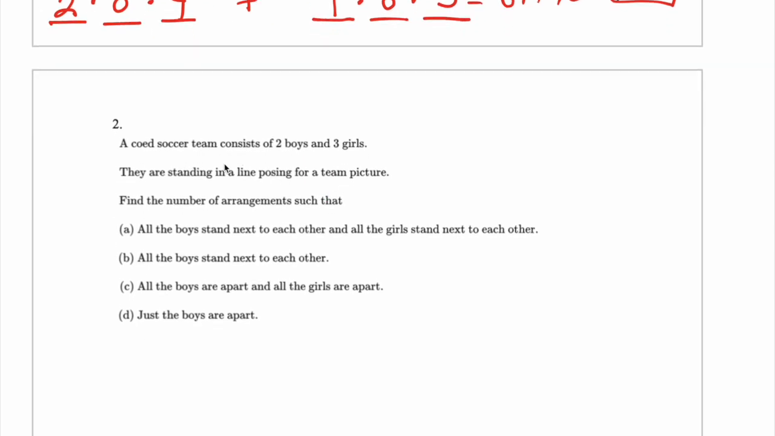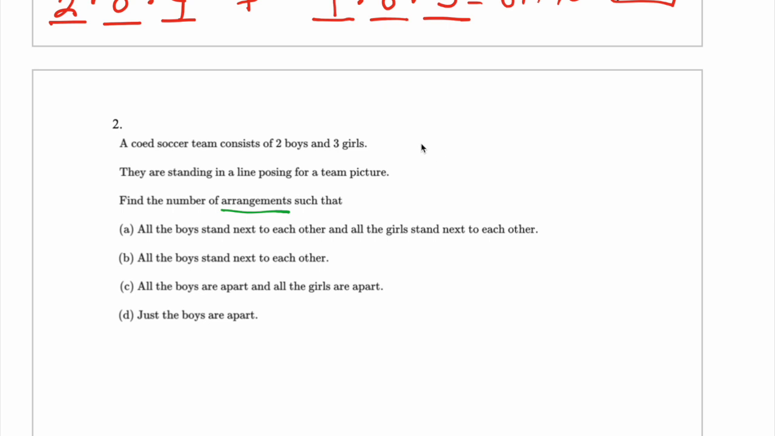A soccer team consists of boys and girls, 2 boys and 3 girls. They're standing in a line, so the order matters. Find the number of arrangements. Arrangements kind of implies permutation as well, where the order matters. All boys stand next to each other and all girls stand next to each other.